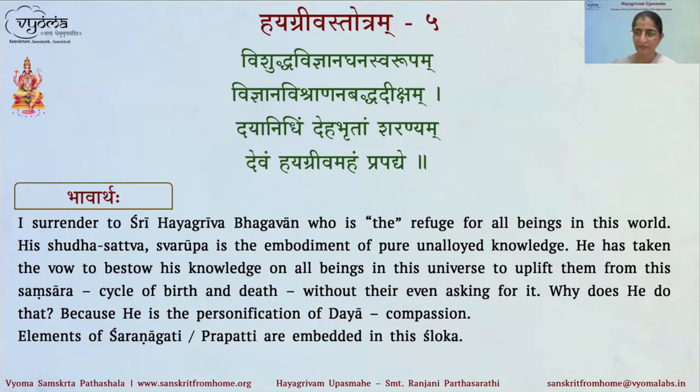We are doing sharanagati. So the next phrase we have is Vijnana Vishranana Baddha Diksha. So what has he done now? He's taken a vow, right? Baddha Diksha. Baddha is tied. He's tied with the Diksha. He has taken up that vow. What is the vow that we said? It is for Vijnana Vishranana.